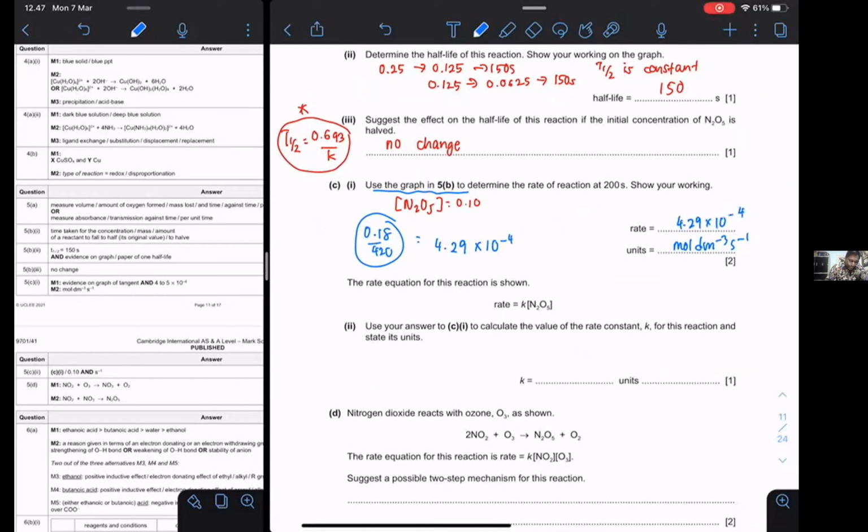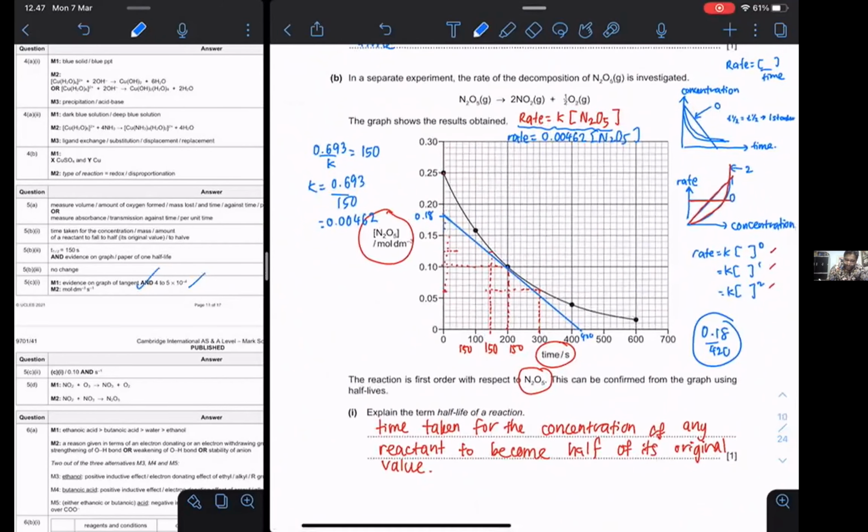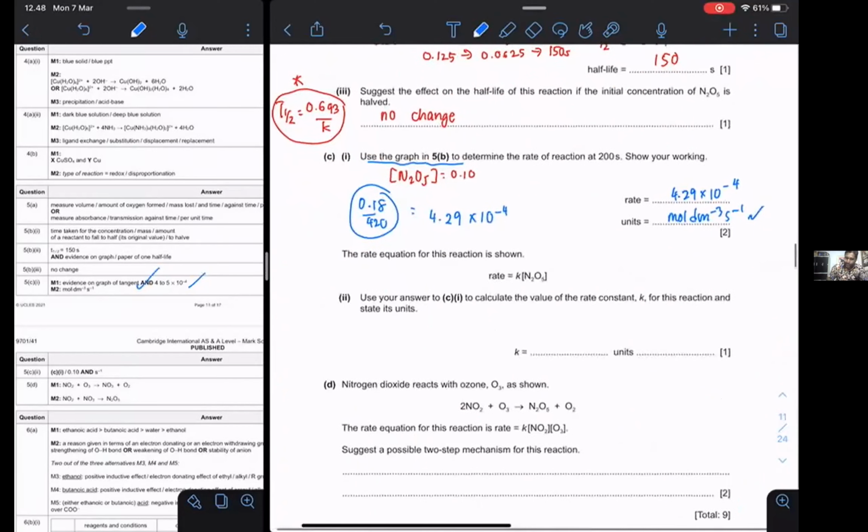You need to show that there should be evidence of the tangent, and then anything between 4 to 5 is accepted, and of course the unit will be still the same because you find the tangent over here. Why do we look at the tangent over here? Because rate is concentration divided by time. So this is the concentration and this is the time, so we can straight away use the tangent. That is going to be the answer for this.